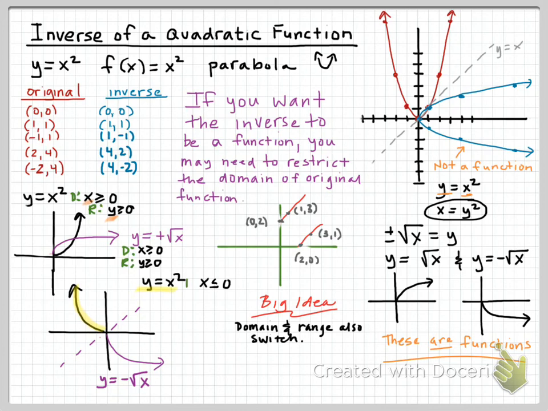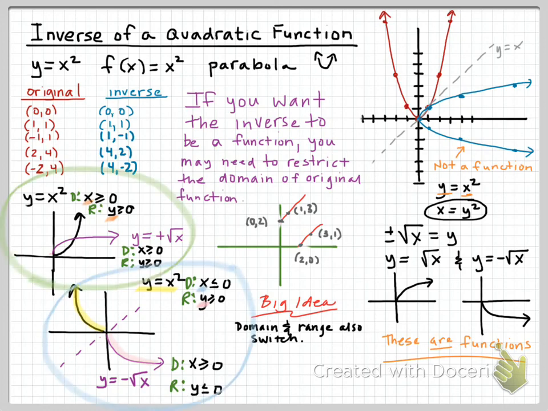And if I look at the left side of the parabola, which is a little better to see, notice the x and y also trade places. Whereas I had x less than or equal to 0, now I have y less than or equal to 0. Those switch places as well. So, an interesting idea with the domain and range.